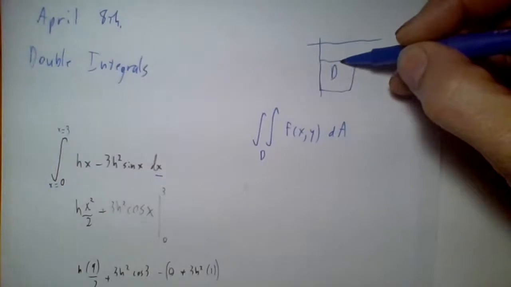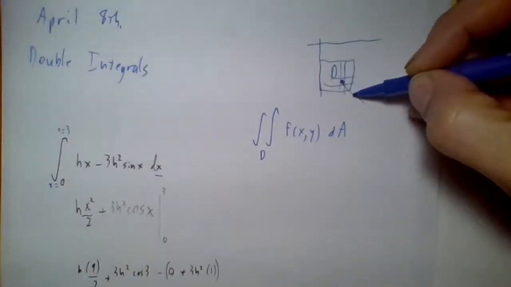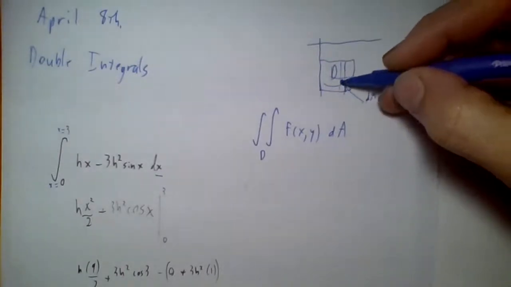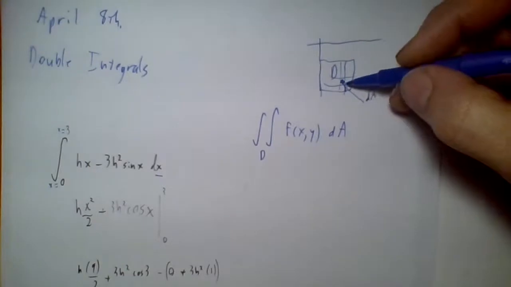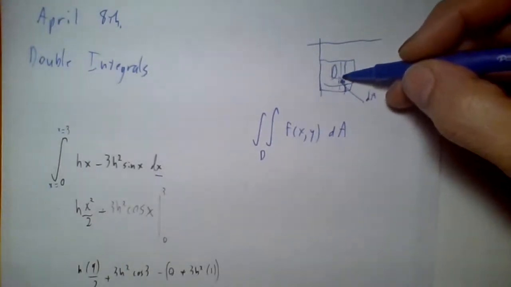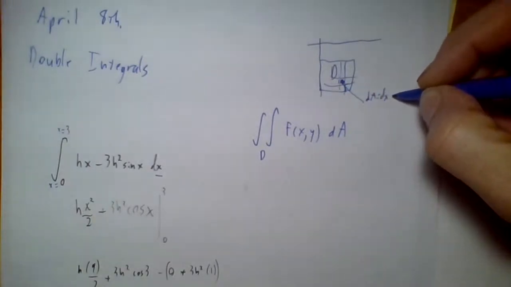we're slicing that thing up, and the little subdivisions of area would be like that. Each little subdivision of area would be a little dA thing. Now the area is just multiplication of length times width. So you could look at that as slicing up the y values and slicing up the x values. And this is going to be dx times dy.